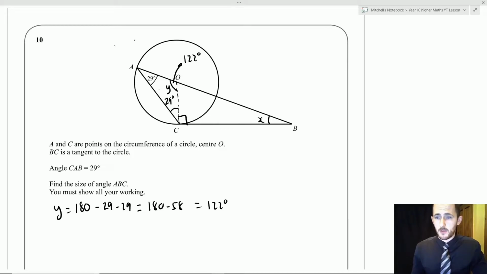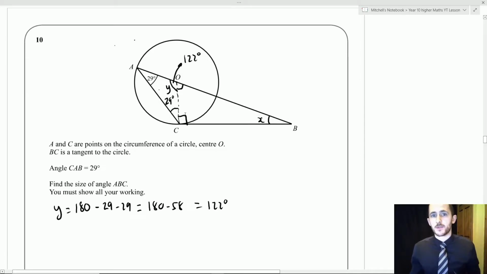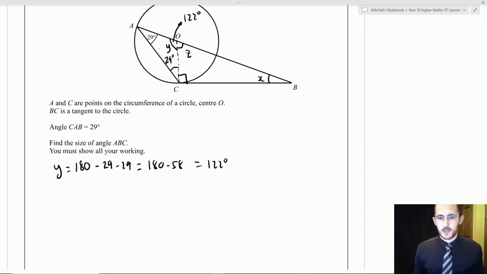Okay. So now I can work out what this angle is. The reason why I'm doing this is because to work out this angle here in a triangle, the easiest thing to do is to have two other angles and subtract it from 180. So that's where my thought process is going. So I'm going to call that angle Z, I guess, right? So now Z is 180 minus 122, which is 58 degrees.